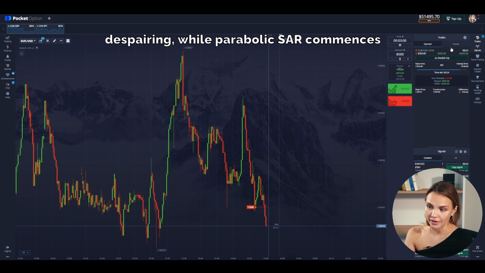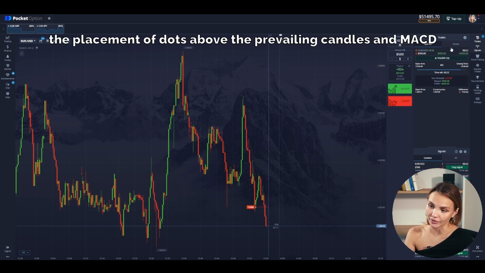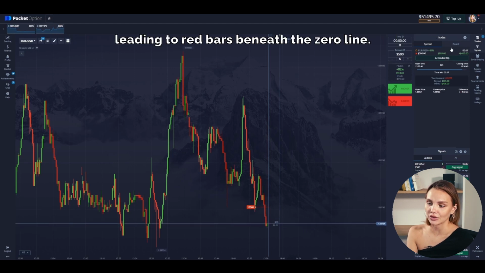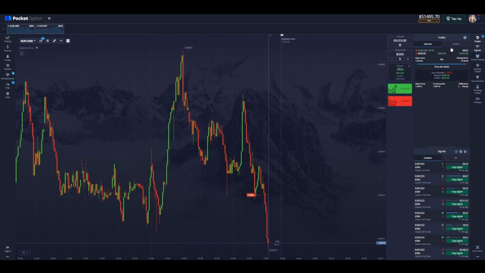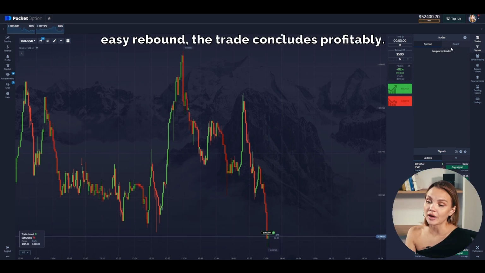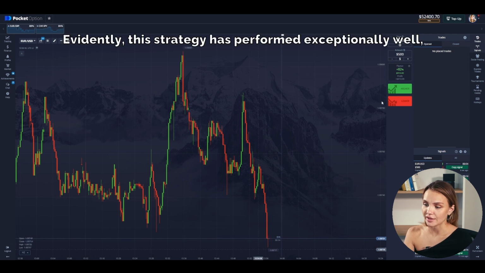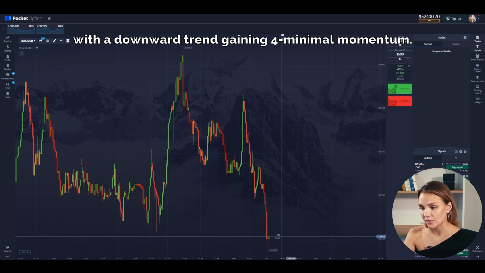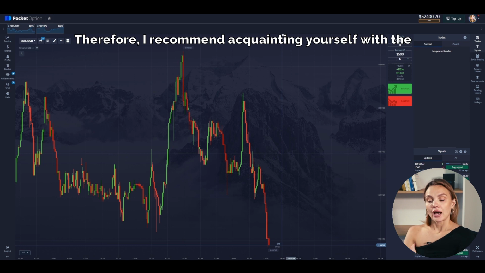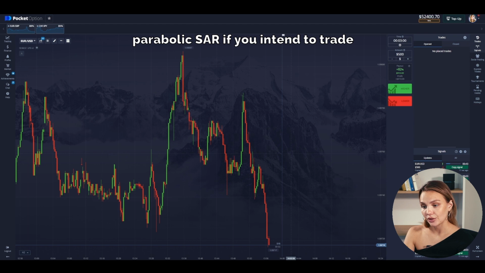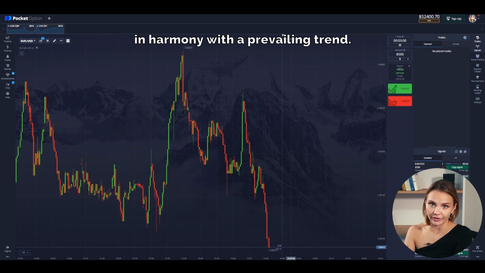Parabolic SAR commences the placement of dots above the prevailing candles, and MACD descends below the zero line, leading to red bars beneath the zero line. Consequently, despite the initial uneasy rebound, the trade concludes profitably. Evidently, this strategy has performed exceptionally well, with the downward trend gaining formidable momentum. Therefore, I recommend acquainting yourself with the Parabolic SAR if you intend to trade in harmony with the prevailing trend.